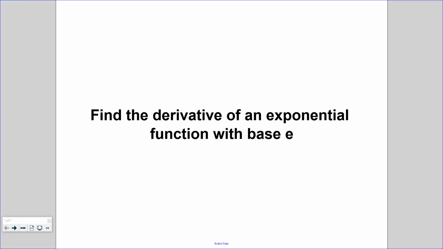Find the derivative of an exponential function with base e. So in this video, we're going to look at the derivative of the exponential function. And yes, I am putting emphasis on the word the because the exponential function talks about a very specific function, and that function is y equals e to the x power. So this is our exponential function with base e.